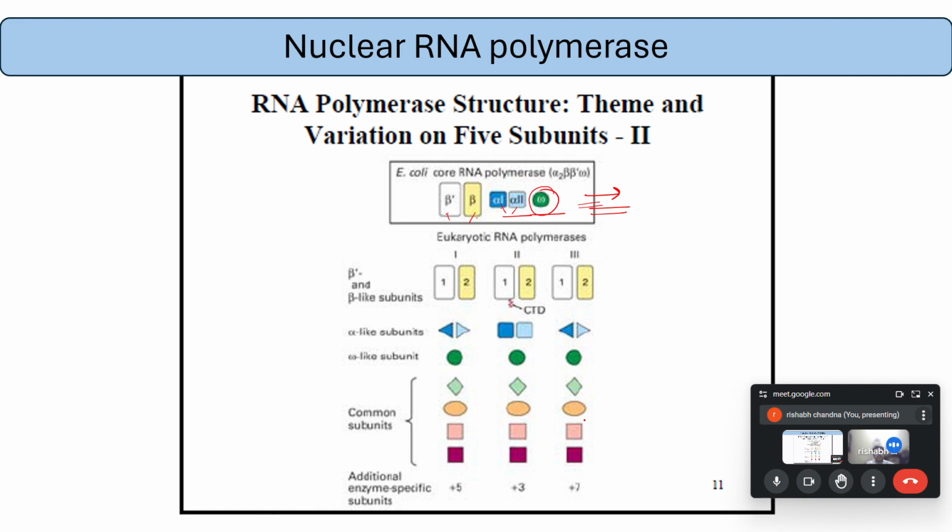Similarly, for RNA polymerase 1, 2, and 3, as the complexity increased in the eukaryotic system, we have different kinds of polymerases. Talking about the different subunits, for beta and beta prime like subunits, we have two subunits in each of the polymerases that are similar to the polymerase subunits in the prokaryotes. Similarly for alpha and omega like subunits.